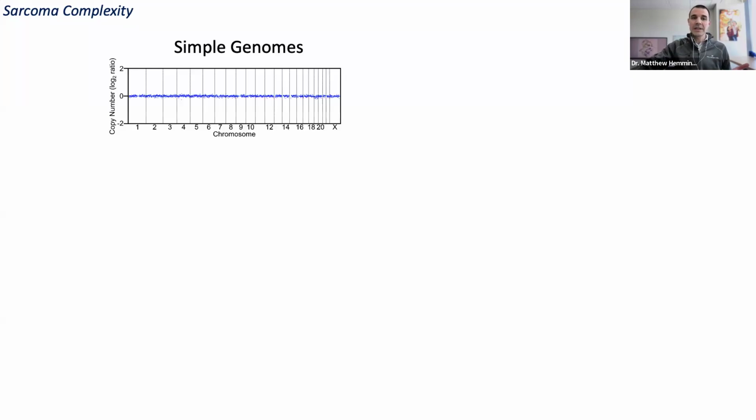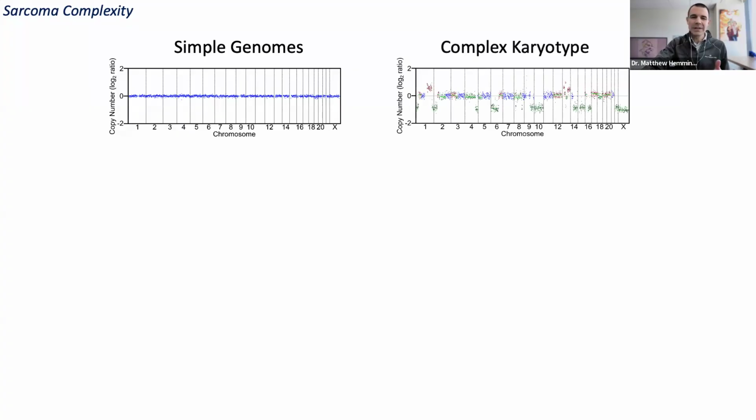One strategy that I use to help categorize sarcomas in my mind is thinking about sarcomas that have simple genomes. So this is a plot looking on chromosomes. There's 23 pairs of chromosomes in all of our cells, and looking at the number of copies of segments of the chromosomes. And this is an example of a sarcoma with a simple genome. So there's few deletions or amplifications of different parts of the genome. And about half of sarcomas have simple genomes. And roughly the other half have very complex karyotypes.